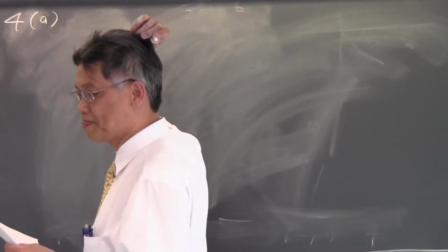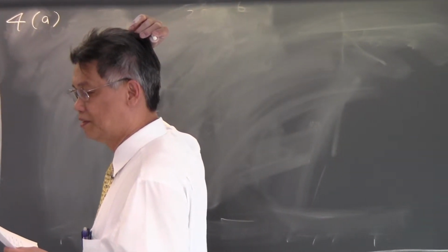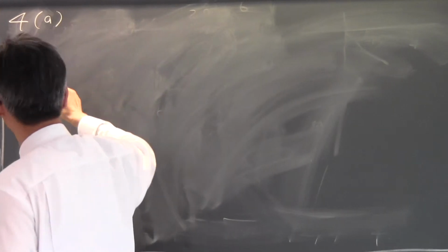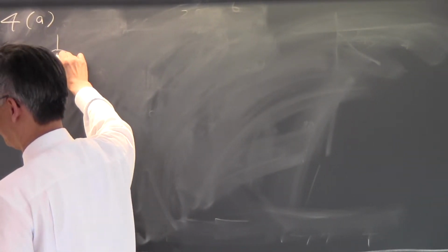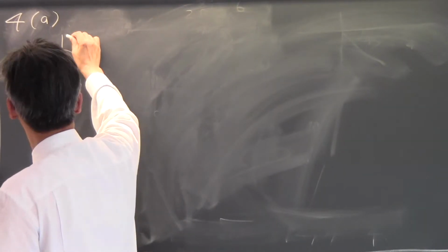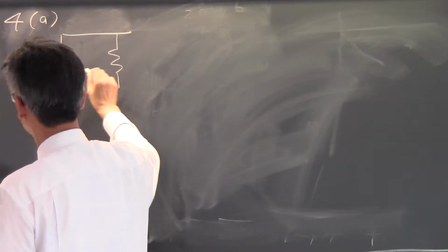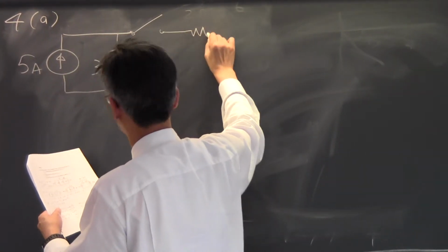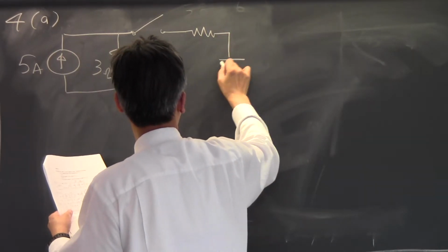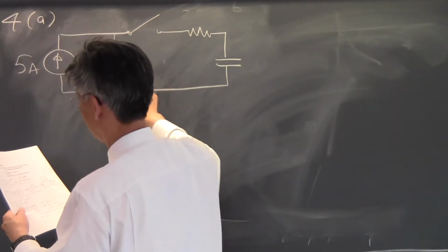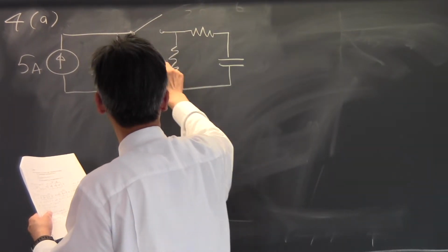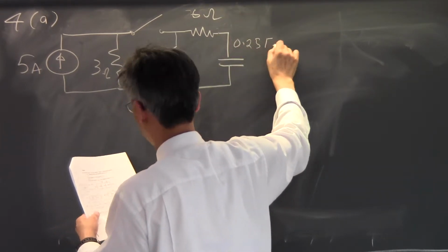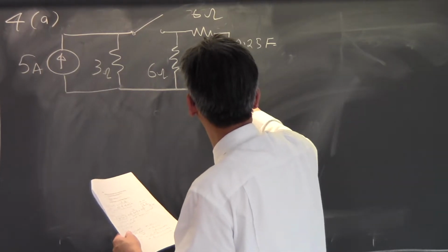Okay, 4a, in the circuit below, Vt is the capacitor voltage. Find the following. You have this circuit that looks something like this, 5 amps, and then I have this 3 ohms resistor over here, I have this thing over here, 6 ohms, and then 0.25 farad. You're asked to find this Vt.